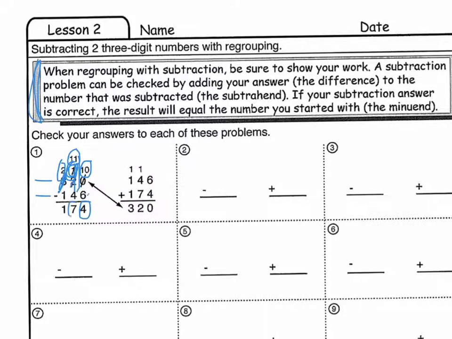11 minus 4 is equal to 7. Then I subtract 2 minus 1 and get 174. If I went too fast for you, back that video up and watch it again, okay? So how do we check it? We take these two numbers here and add them together. You can see that's done right here, 146 plus 174. When you add those, you get 320, which is the same as the number that we started with, or the minuend.